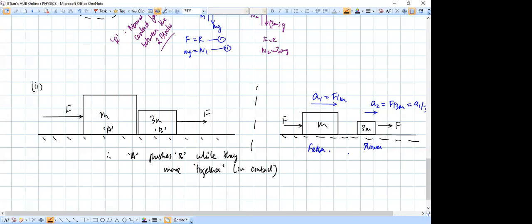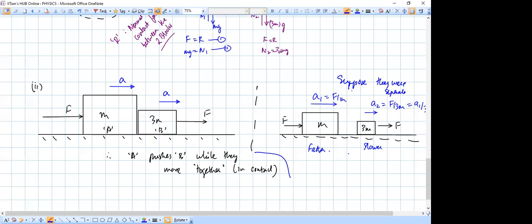Okay. So they will have a common acceleration. They will not be moving with different accelerations because they cannot move in such a way. It is actually pushing against the second block. Okay, so this point is clear. This is the situation. Suppose they were separate.